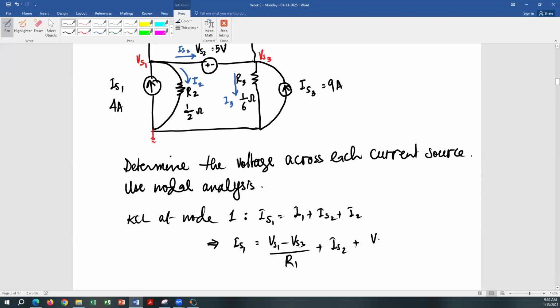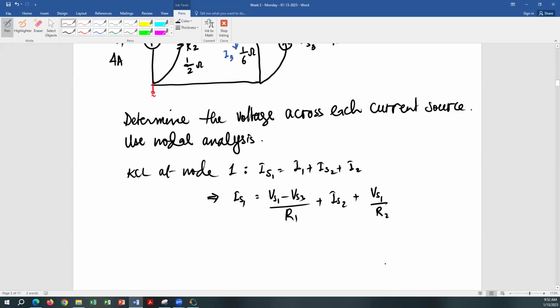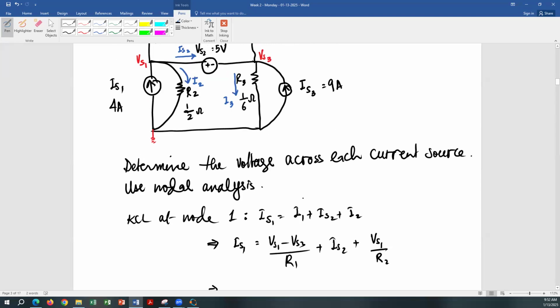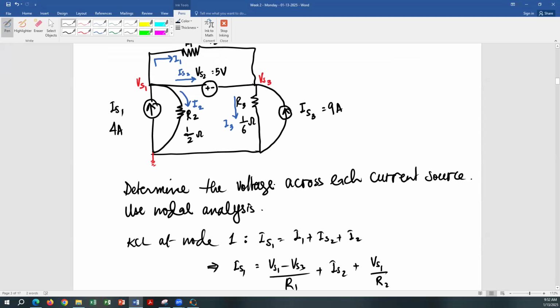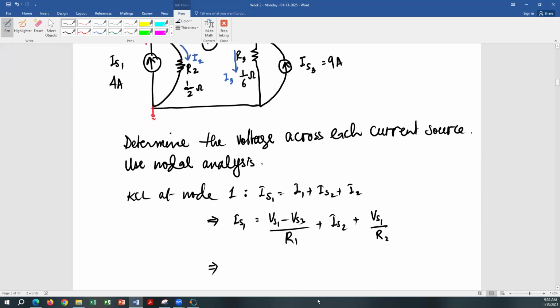Okay, so Vs1 over R2, Vs1 minus 0 over R2. Okay, so let's rearrange that. All the knowns on one side, all the unknowns on the other side. We don't know Vs1, Vs3, and Is2. Actually, it's already all the knowns on one side and all the unknowns on the other side. I'm just going to rearrange it quickly.